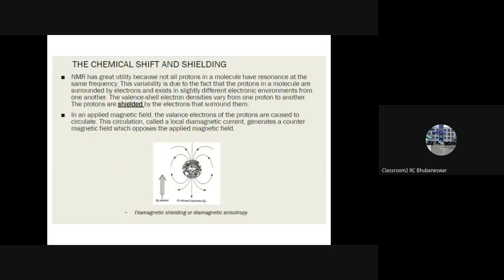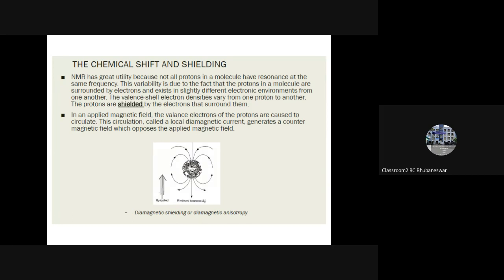Coming to the concept of chemical shift and shielding, NMR has great utility because not all protons in a molecule resonate at the same frequency. Not all protons in a molecule have resonance at the same frequency.